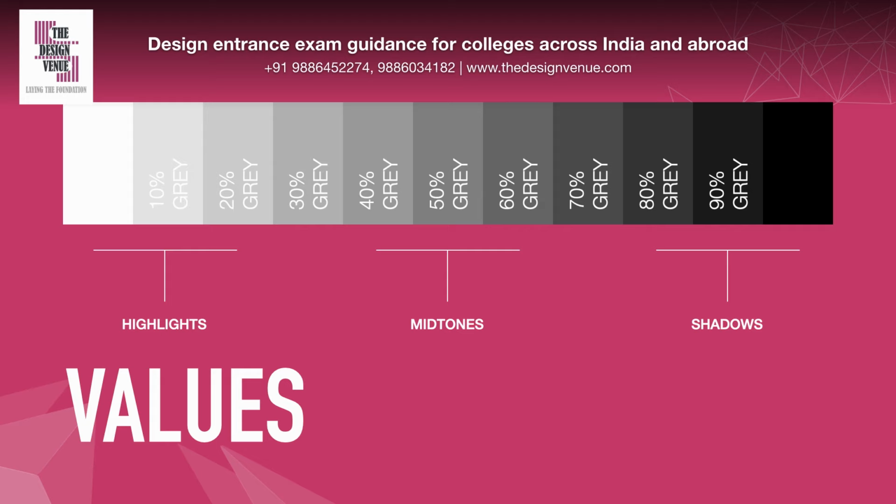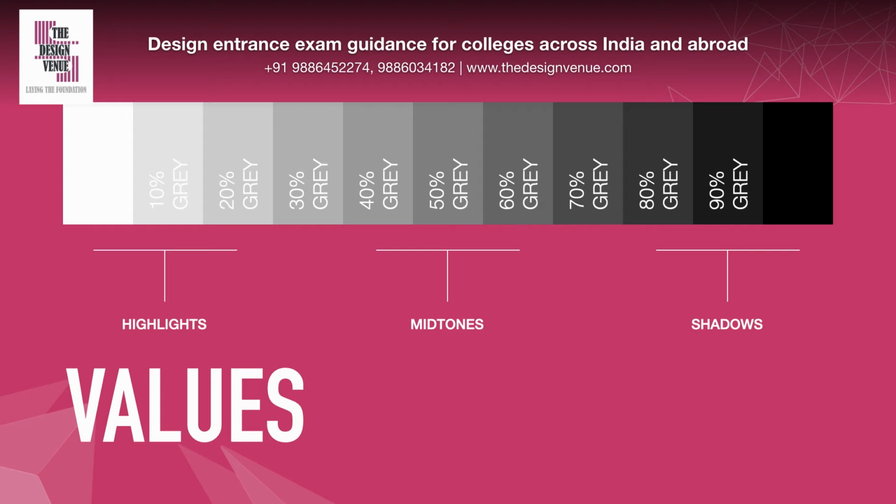So let's start off with values. So what are values? Values are basically what determine how light or dark a shade is. At the left you've got white and on the right you have black. Anything in between that transitions from white to black is called gray. You can sequentially arrange it as 10%, 20%, 30% and so on as the strength varies.